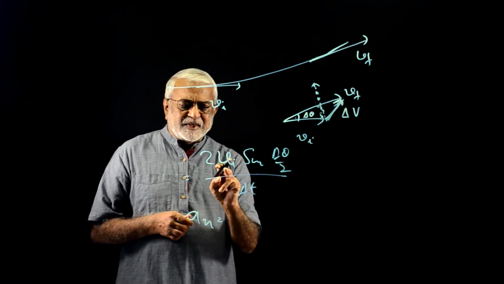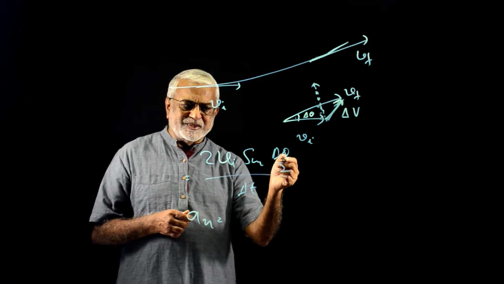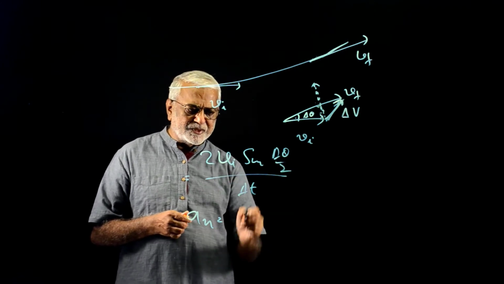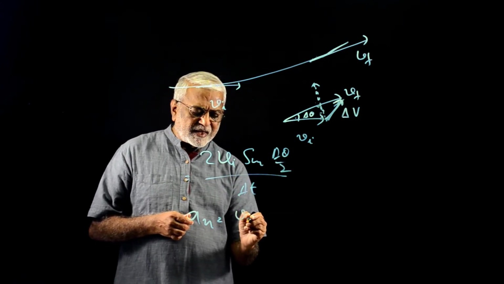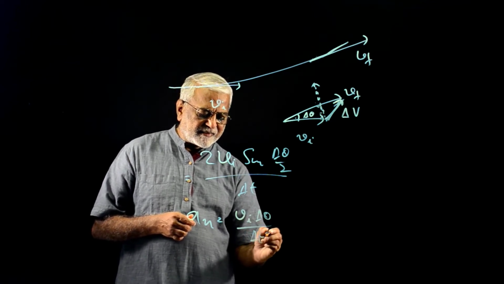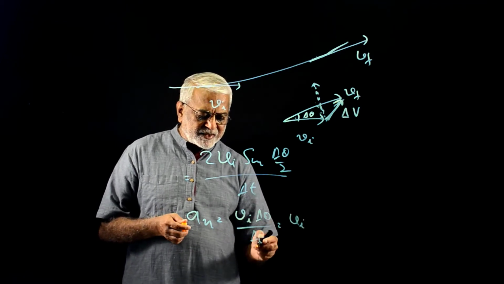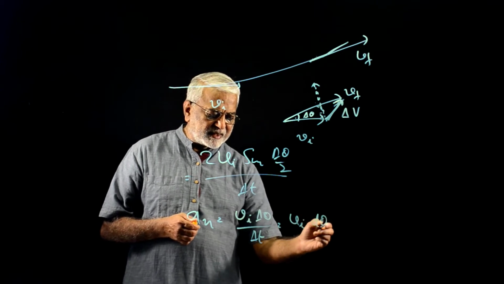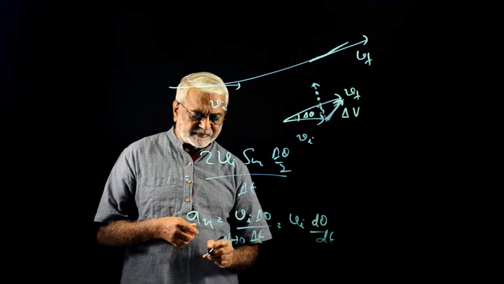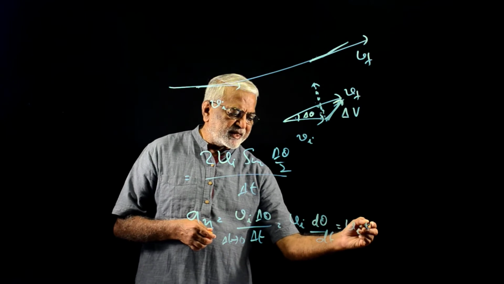And so it doesn't matter whether we have Vi or Vf here, because they're very, very close to each other. And sine delta theta by 2 becomes delta theta by 2. That 2 goes away. So this is Vi delta theta by delta t, as delta t tends to 0. This is Vi omega, that is the rate at which the vector is rotating.